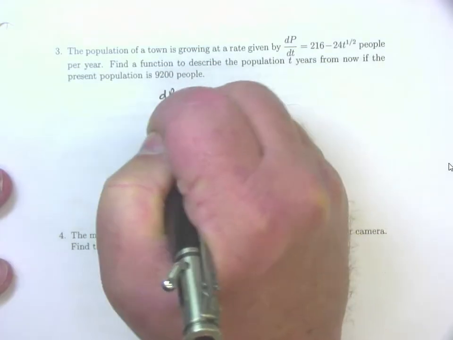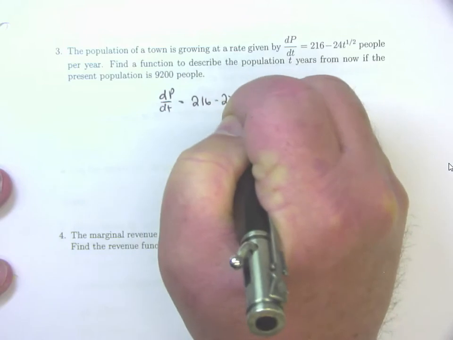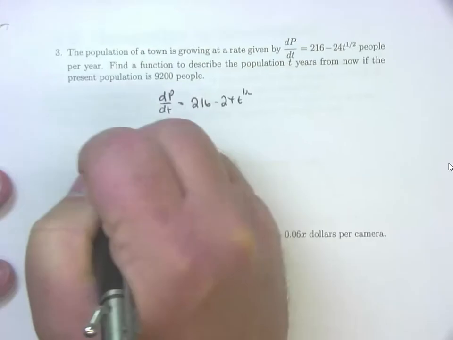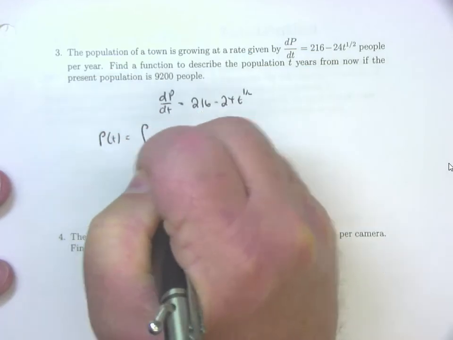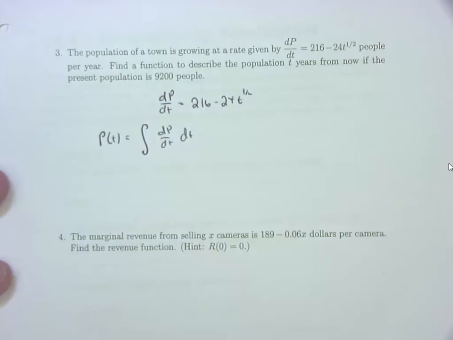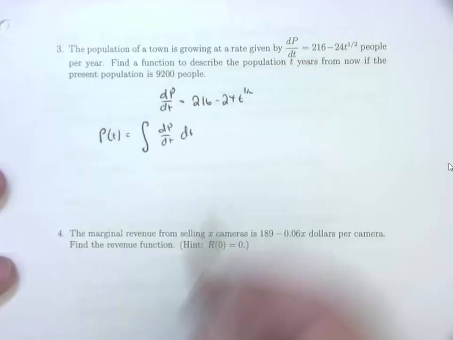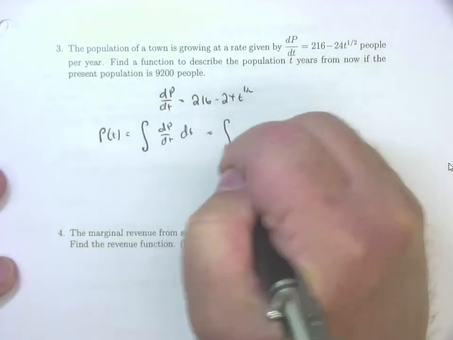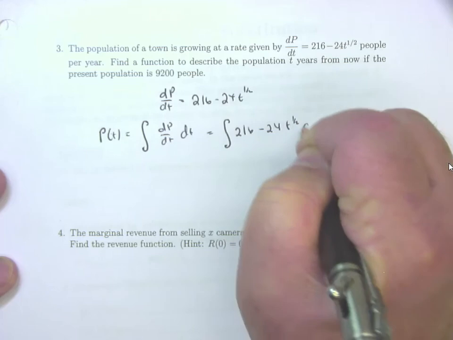All right? What did they give me? They gave me the derivative. It's 216 minus 24t to the 1/2 power. To get P back again, my population, I've got to integrate the derivative with respect to t. The antiderivative of the derivative. They're giving me the derivative. They put in Leibniz notation. So this would be the integral of 216 minus 24t to the 1/2 dt.